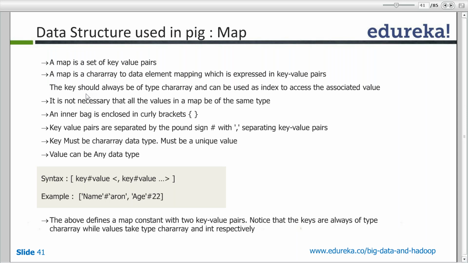Okay, and an inner bag is enclosed by curly brackets. This statement should be in the previous slide; it's in the wrong position. Key value pairs are separated by a pound, with commas separating the pairs. So this is what key value pairs look like, and this is what a map looks like. If you notice in this example there are two key values inside this one map. Both the keys are char arrays, but the first value is a char array and the second value is an integer.